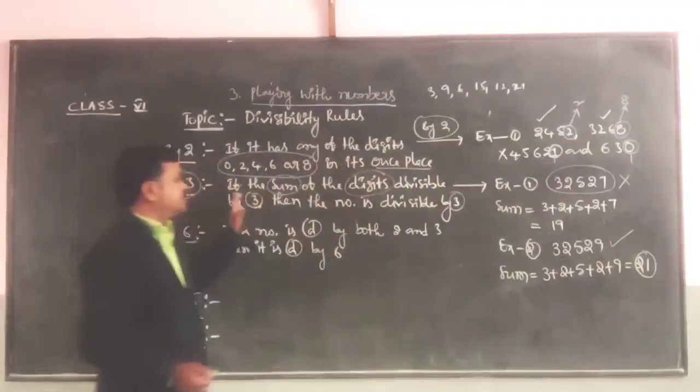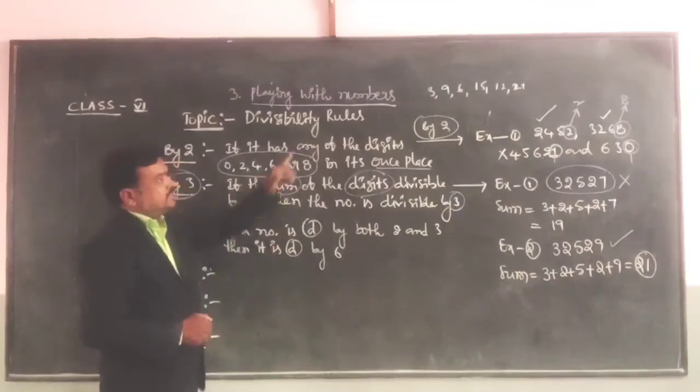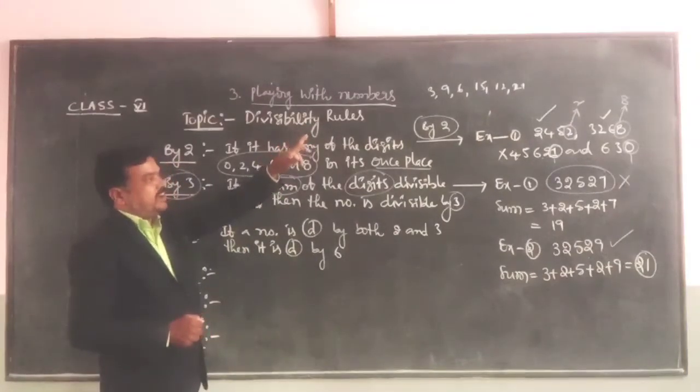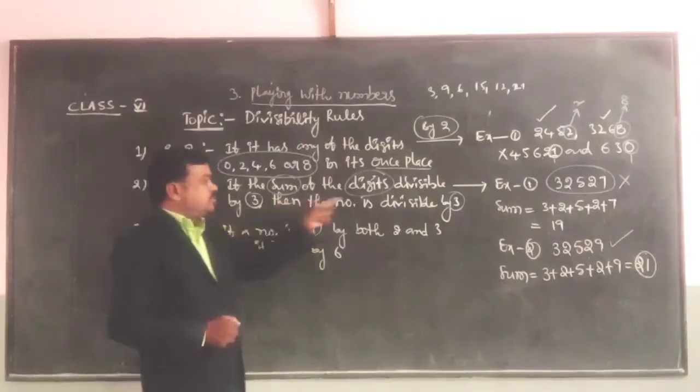Very simple, just add all the digits of the number. If it is giving multiples of 3, like 9, 6, 15, 12, 21, 18, then we can say the number is divisible by 3.